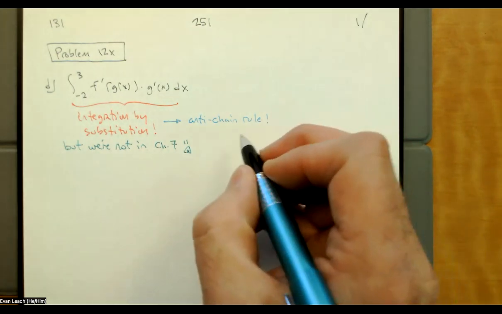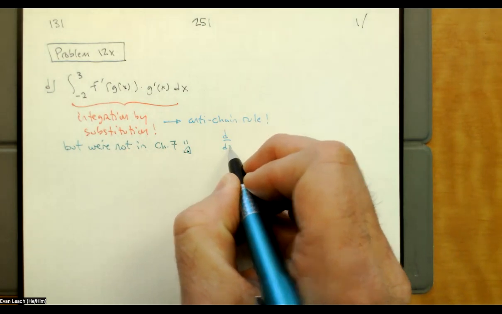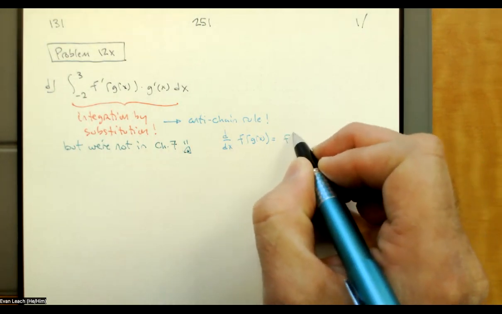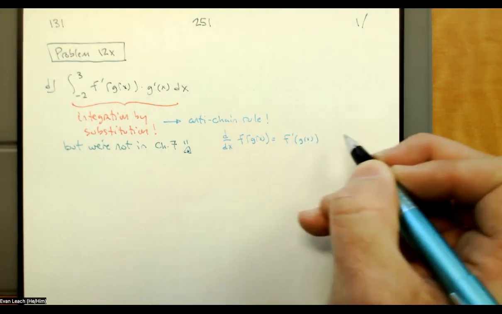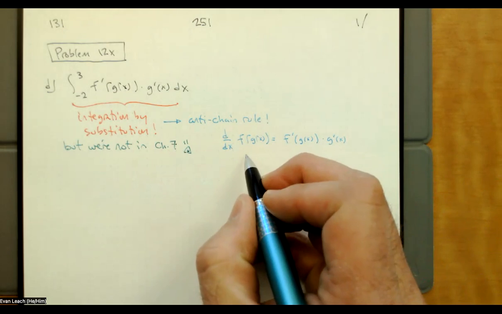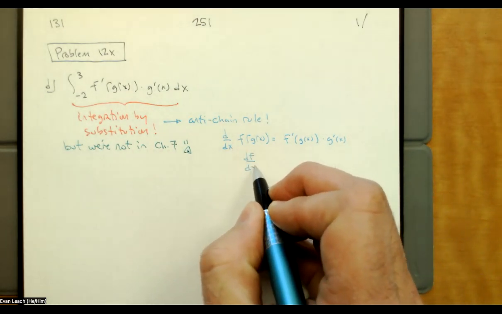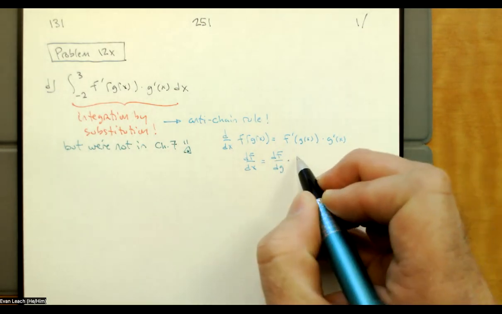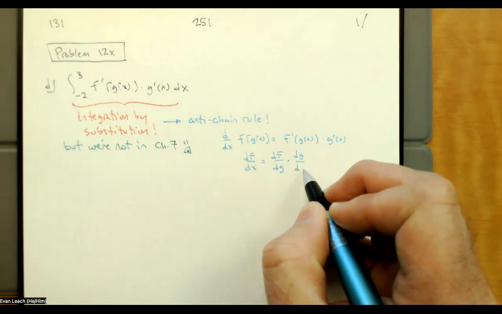Remember, the chain rule says that the derivative of a composition of functions is the derivative of the outside with respect to the inside times the derivative of the inside. The big deal in the chain rule is that we multiply by the derivative of the inside. Take the derivative of f with respect to g and multiply by the derivative of g with respect to x. In Leibniz notation, we'd say df/dx is df/dg, the derivative of f with respect to g, times the derivative of g with respect to x.